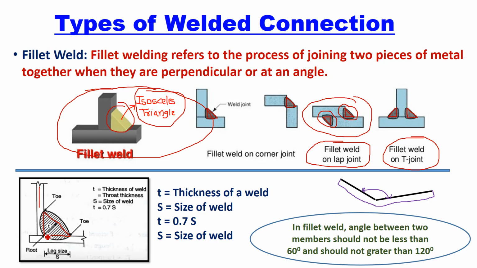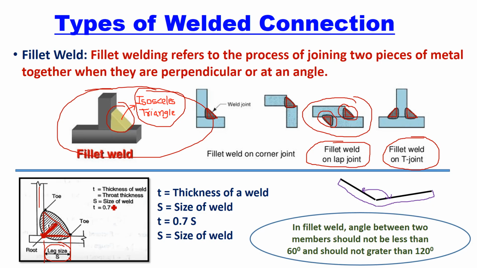This lower point of fillet welding is called as root. So the distance of this point up to this inclined line is called as thickness of weld. This is the thickness of fillet weld, right? And this horizontal distance is called as size of weld or leg size. It is represented as S. So this horizontal distance is size of weld and this inclined distance is thickness of weld.